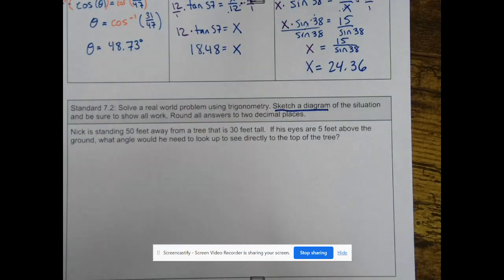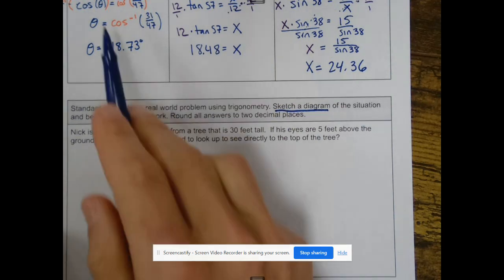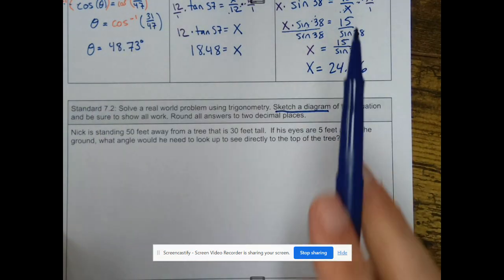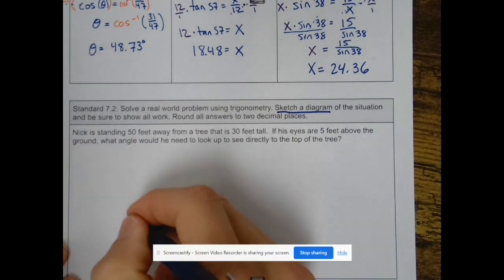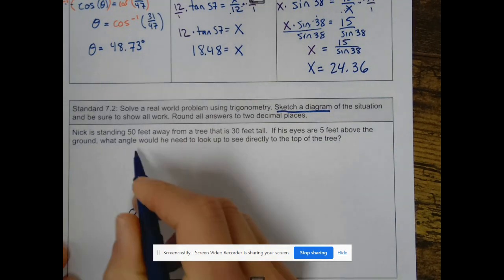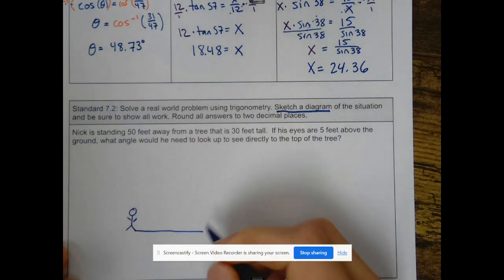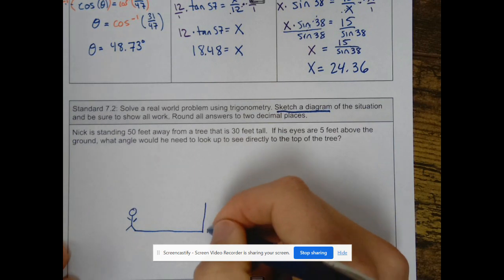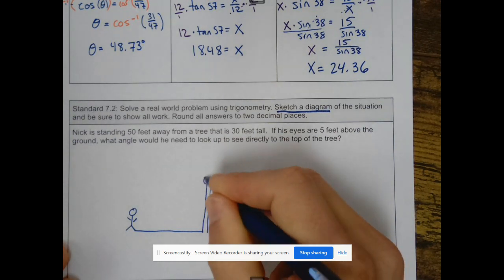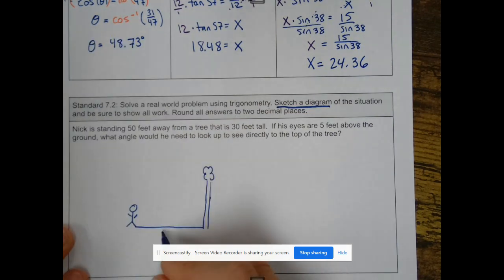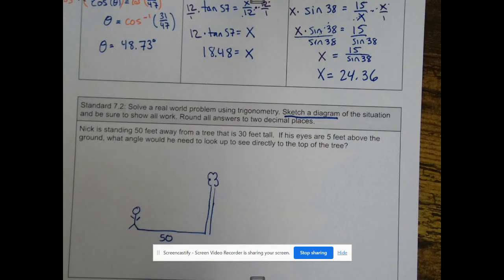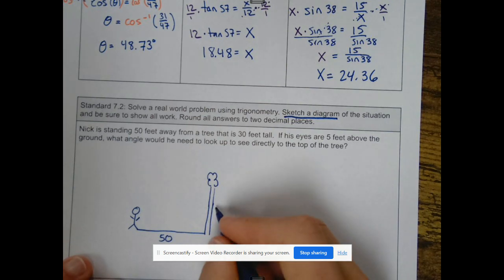The picture is the whole problem. If you can draw the picture, the rest will solve itself just like you did up here. The hard part is drawing the picture. So let's draw this. We got Nick. So Nick's over here. And he's 50 feet away from a tree. Let's draw a tree here. It's a very narrow tree. And he's 50 feet away from it. Okay? And the tree is 30 feet tall.